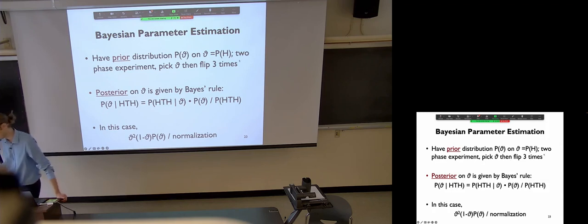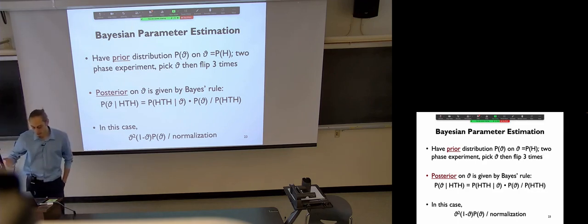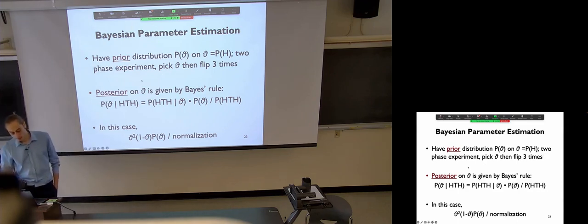Basically, we can assume a prior on theta, so for example on P of H. This gives us, in that case, a two-phase experiment. We first set a prior on theta, and then we flip the coin, for example 3 times, and this is how we can model it. The posterior on theta is given by Bayes' rule. So again, the posterior of theta given you observe HTH is the likelihood of observing HTH given theta times the prior over theta, divided by P of HTH, which is the marginal.